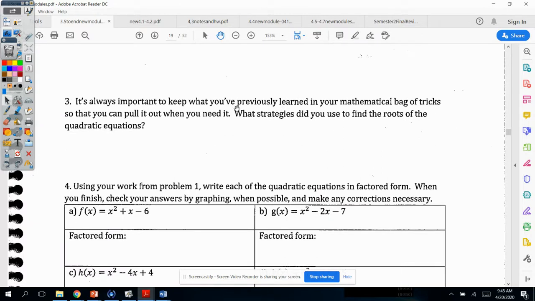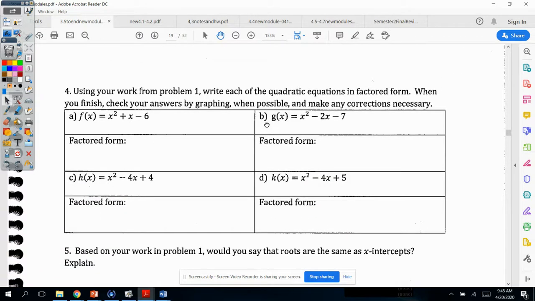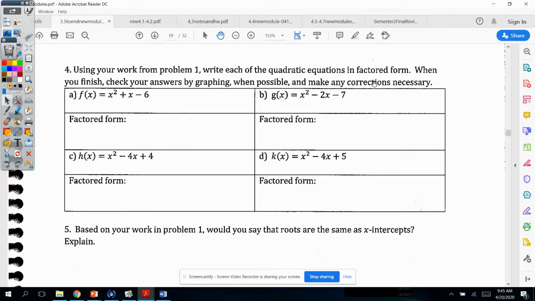How did you do this? You could factor. You could have factored this first one, or you could complete the square. Okay, so you can adjust that. And now they want us to use your work from problem 1 to write these in factored form. So this one I can just go ahead and factor. If I factored it, it would be x plus 3, x minus 2. And don't forget that the roots come from changing the signs of those factors, which is -3 and 2. So I could have worked in reverse, or I could have just factored it.